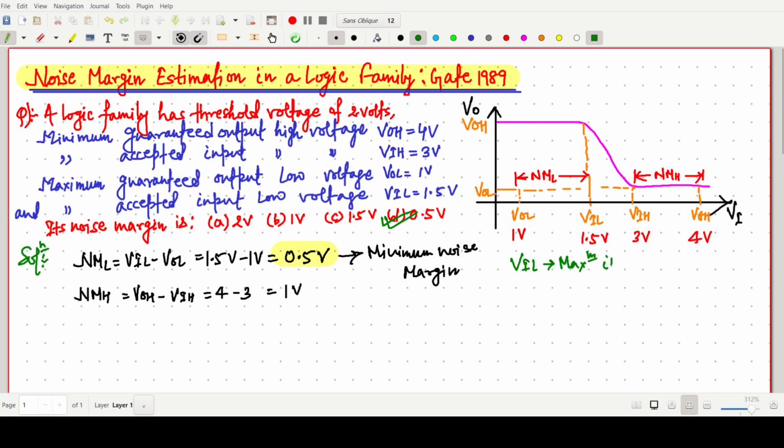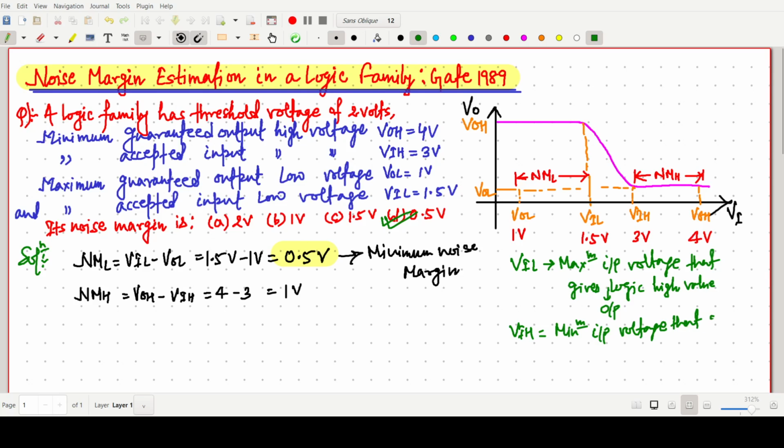VIL is the maximum input voltage that gives output logic high value, and VIH is the minimum input voltage that gives output logic low value. So this one is a very important parameter.